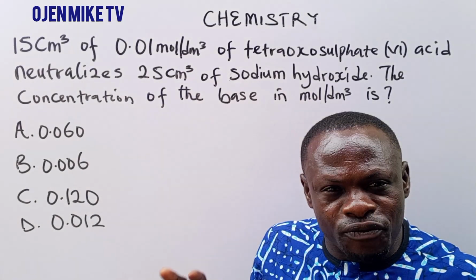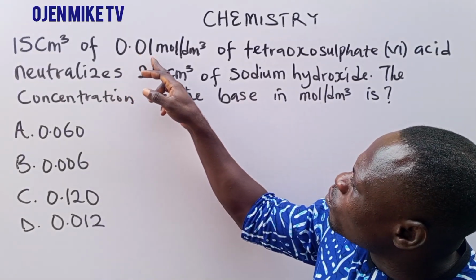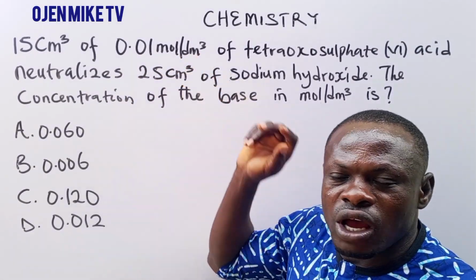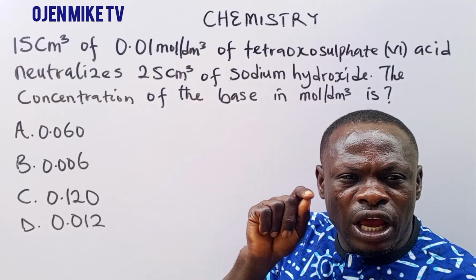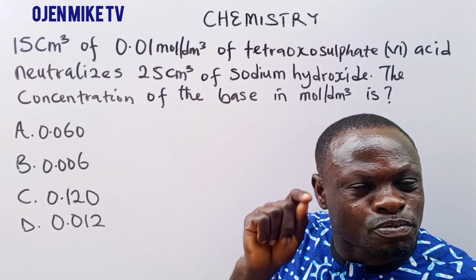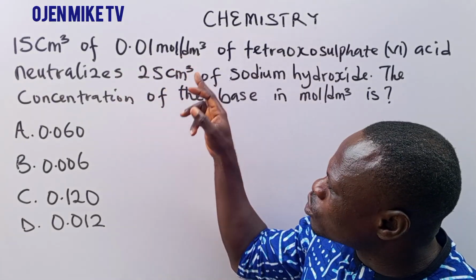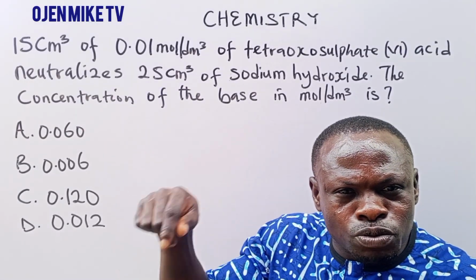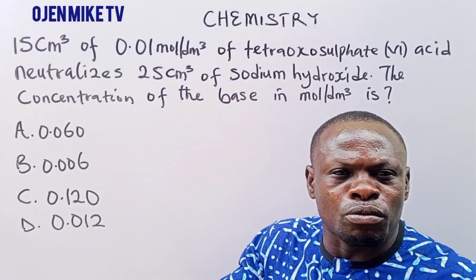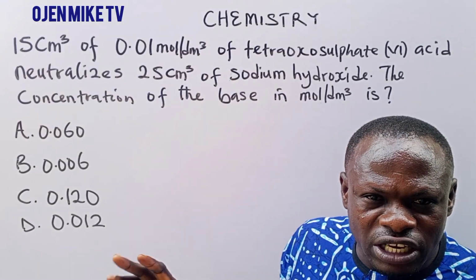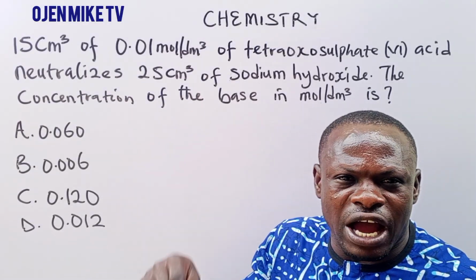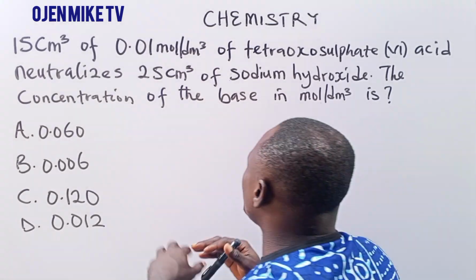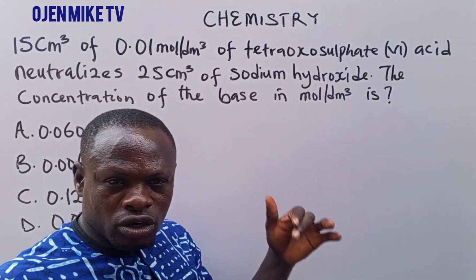Now check the various values. Here we have 0.01 moles per dm³. There are some questions that I will give you in grams per dm³. Here it is in moles per dm³, and we are also asked to calculate moles per dm³. If you are given moles per dm³ and asked to calculate moles per dm³, there is a formula for that. If you are given grams per dm³ and asked to calculate moles per dm³, there is a formula for that. So for this one, we are going to use the titration formula.